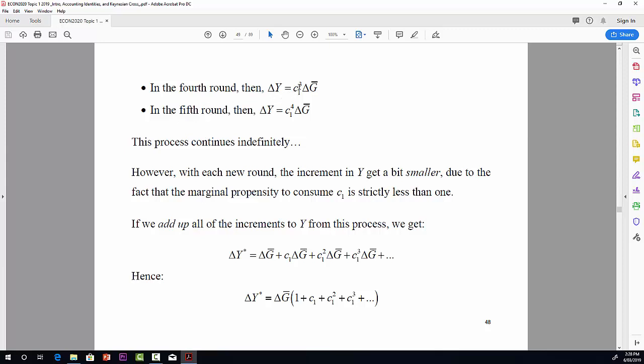We'll get C1 cubed times change in G. In the fifth round, change in Y is equal to C1 to the fourth power times change in G. And this process actually continues indefinitely, to the fifth power, sixth power, seventh power, 100th power. So that sounds like this is just going to go on forever, like output will just keep increasing.